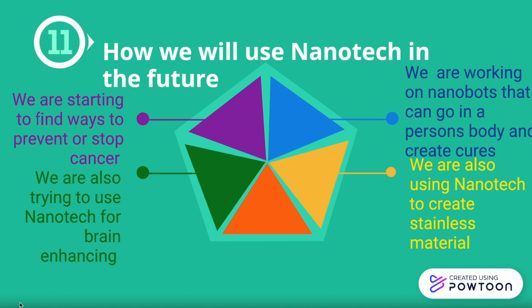Then we are working on nanobots that can go in a person's body and create cures. Basically, you can eat a nanobot, which is a type of bot that goes into your body and replaces old cells that are unhealthy with new cells that are healthy. It'll be very, very useful and can be used on many different people. We're also using nanotech to create stainless material, like khakis. There's an innovation for khakis pants to be stainless using nanotech.